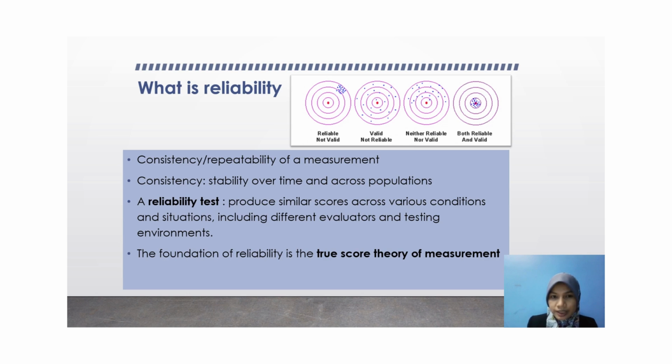Okay, what is reliability? Well, reliability has to do with quality of measurement. In the everyday sense, reliability is the consistency or repeatability of a measurement. Consistency is stability over time and across populations. A reliable test produces similar scores across various conditions and situations, including different evaluators and testing environments.